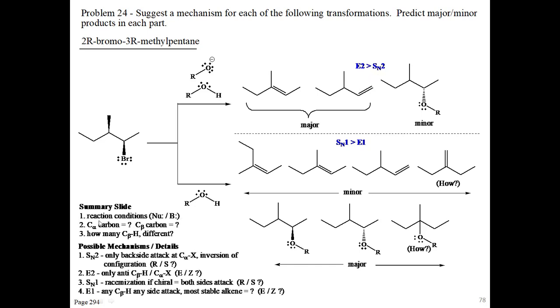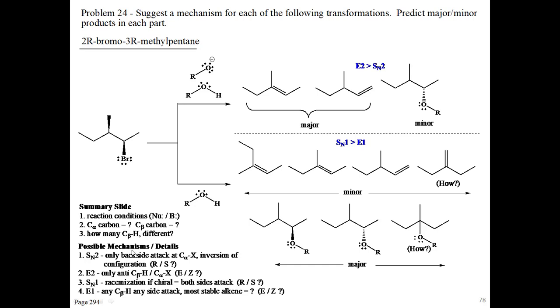Okay, so first you want to look at the reaction conditions: strong, weak. You want to look at the C alpha carbon, see what kind it is, whether the reaction is possible. And you also want to look at the C beta for any elimination possibilities or rearrangement possibilities. Okay, how many C betas are there? Are they different or are they equivalent? You got to make those decisions.